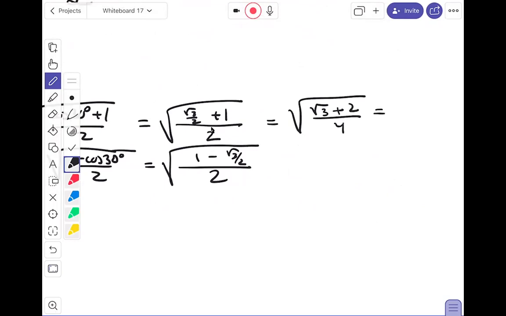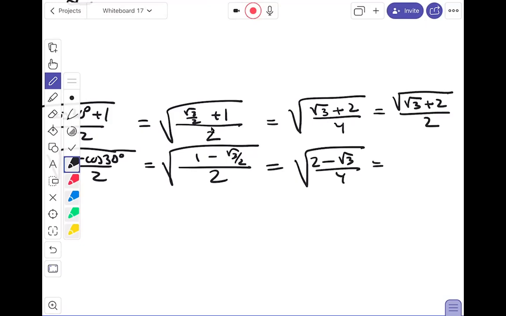This looks pretty simple. What do you get? Root 3 plus 2 over 2. Same deal, multiply top and bottom by 2. You're going to get 2 minus root 3 over 4, which is going to be the square root of 2 minus root 3 over 2.